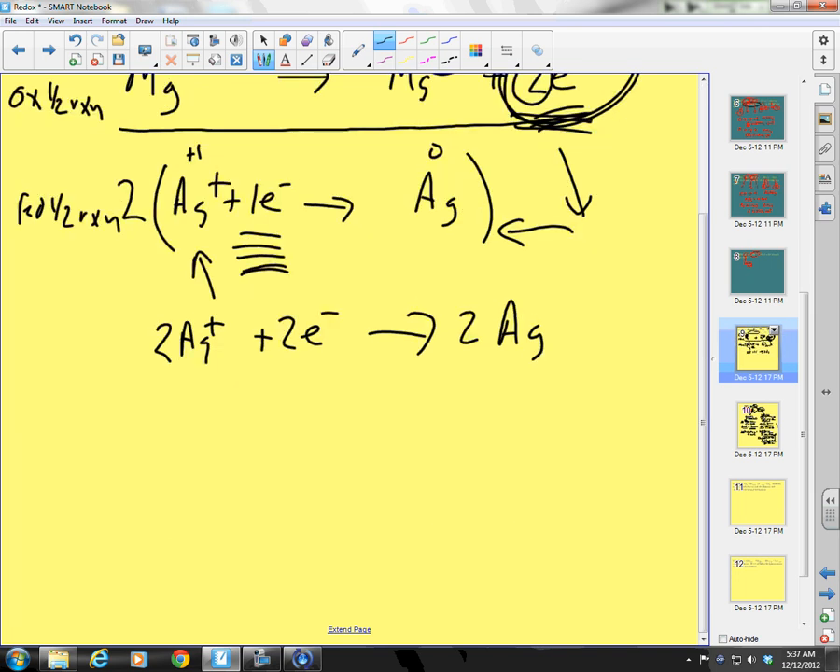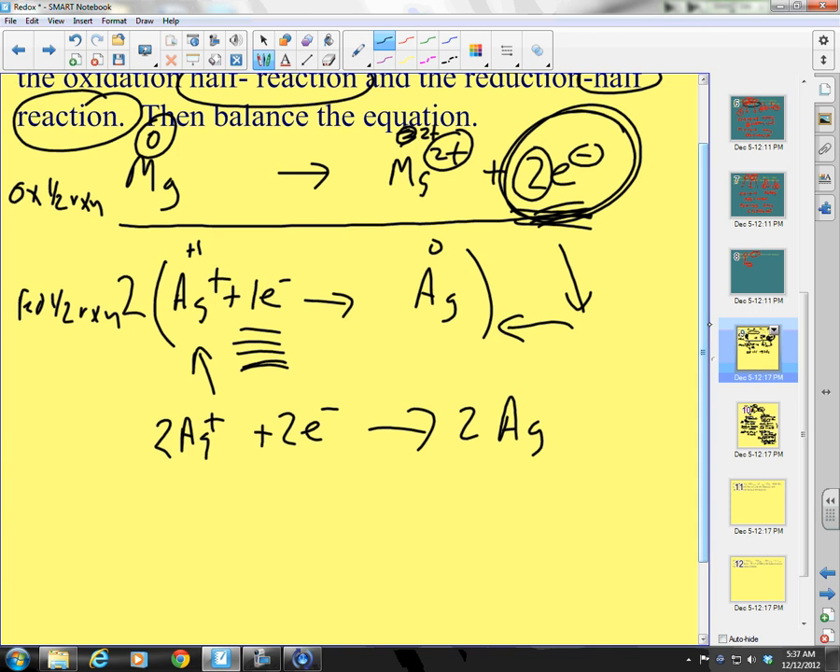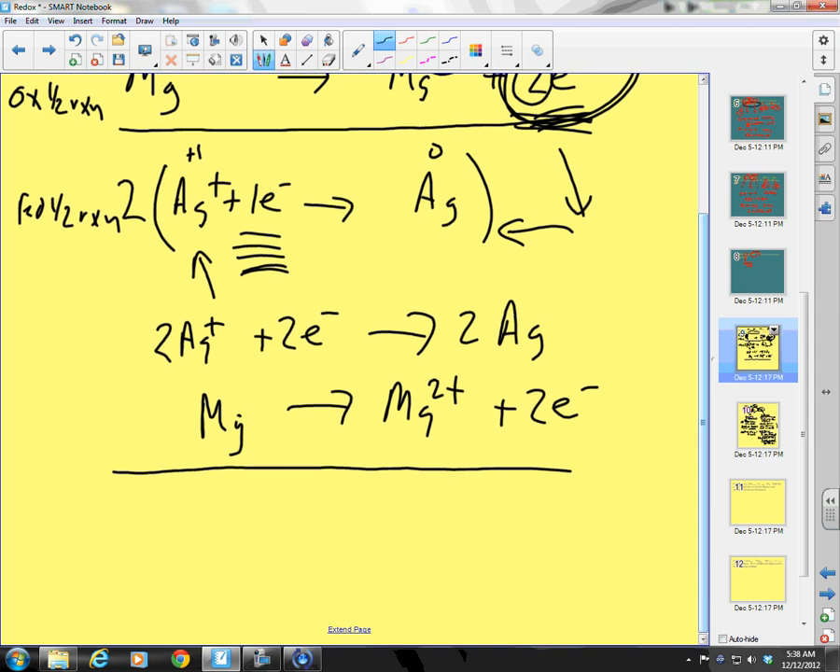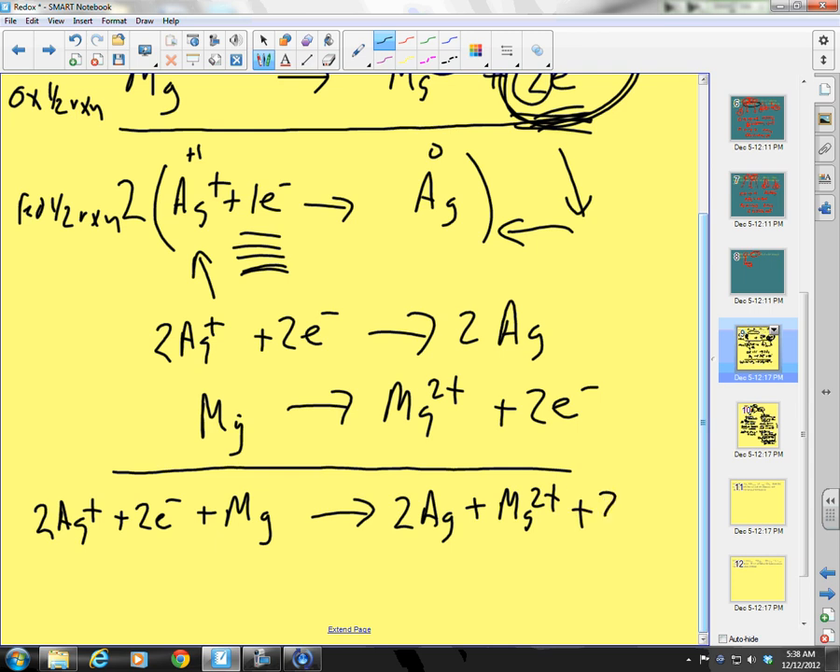And just cleaning up our reaction on top, I have magnesium going to magnesium 2 plus 2 electrons. Now, let's sum this all up. I'm going to write everything on the left side of the arrow and everything on the right side of the arrow, and I get 2 silver plus cations plus 2 electrons plus magnesium yields what? 2 silvers plus magnesium 2 plus 2 electrons. Can I simplify? Sure, I've got 2 electrons on both sides, meaning these guys cancel.